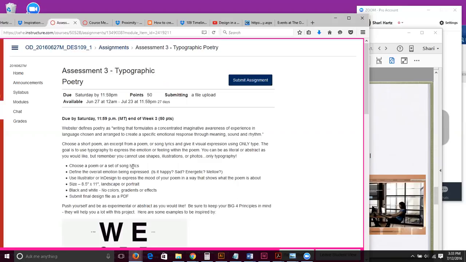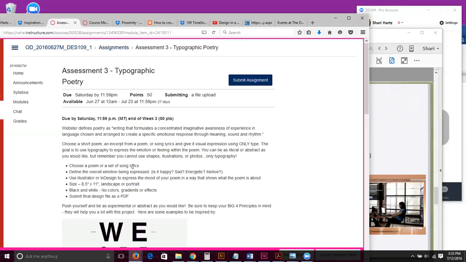Define the overall emotion to be expressed. Use Illustrator or InDesign to express the mood of the poem. Use 8.5 by 11 landscape or portrait, doesn't matter. Black and white, no colors. So there's the tricky part. No colors for you.